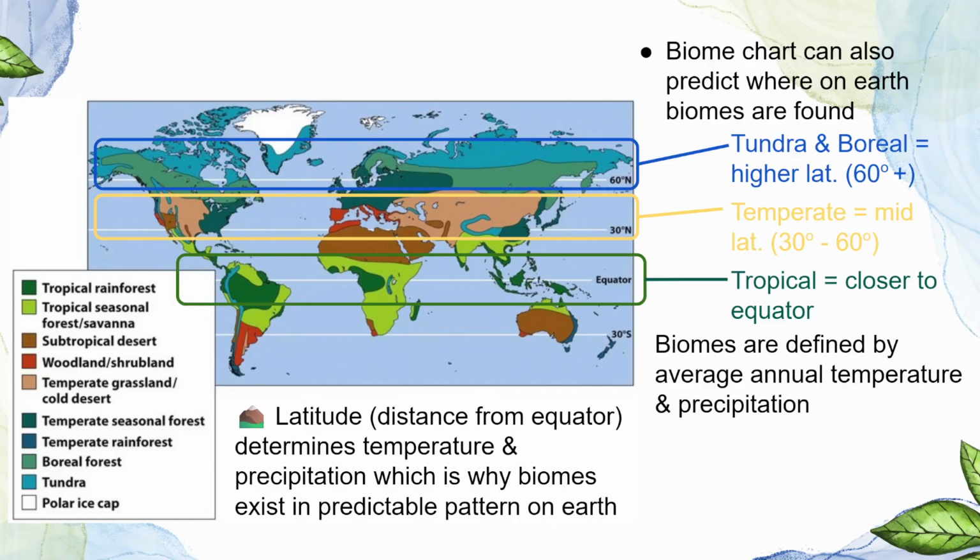You can see a clear pattern here. Latitude, or the distance from the equator, largely determines the temperature and precipitation of an area. This is why biomes exist in a predictable pattern on Earth. For example, tundras and boreal forests are found at higher latitudes, typically above 60 degrees north. Temperate biomes are found in the mid-latitudes between 30 degrees and 60 degrees, and tropical biomes are located closer to the equator. The key takeaway is that biomes are defined by their average annual temperature and precipitation.